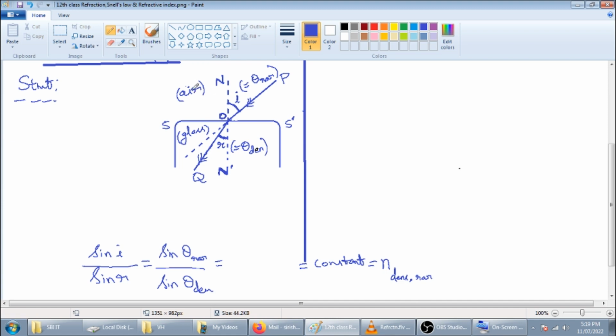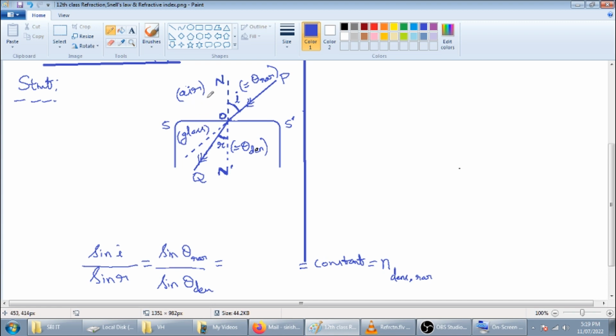Air or vacuum, any rarer medium can be taken. The only thing is that the medium should be rarer compared to the given denser medium. That's all. We can take air here, or water also. Water also has less density compared to glass. Kerosene also has less density compared to glass. So any rarer medium can be taken, not just air or vacuum.